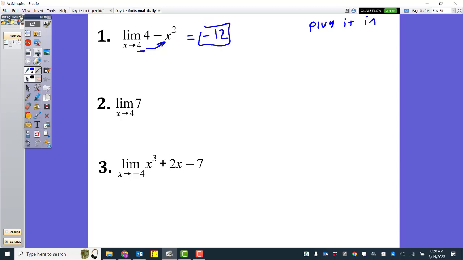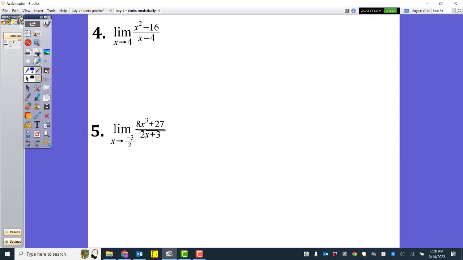Now, not always is plugging it in going to work. For example, if we tried to plug in 4 to the top one here, we'd end up with 0 over 0. So our next method we look at is factoring, specifically factoring with the intent to cancel something.